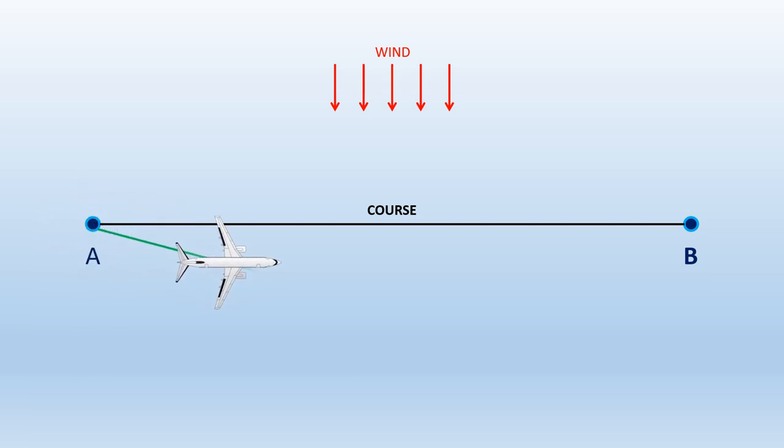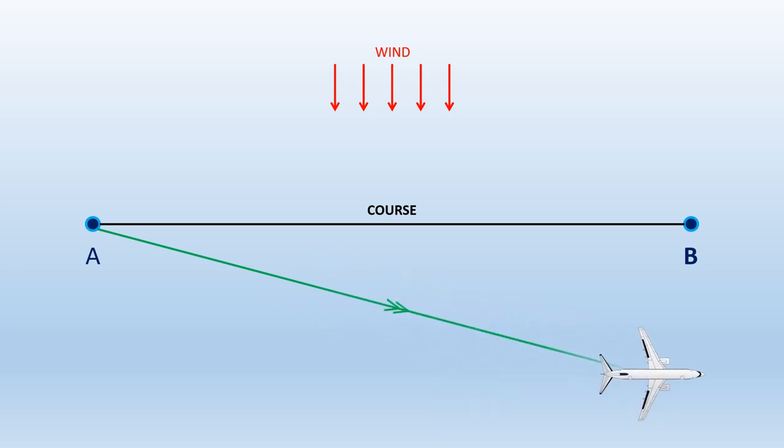An aircraft needs to fly from A to B. The line drawn from A to B is known as course. Wind is reported blowing from the left. If the aircraft flies with its nose pointed toward the destination, it will end up here. Our aircraft has been drifted off course due to the wind.